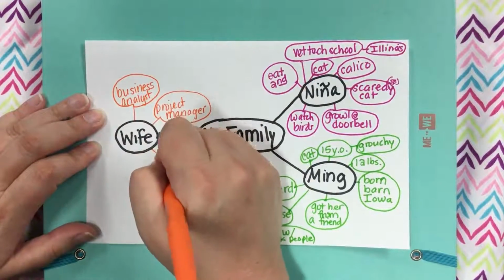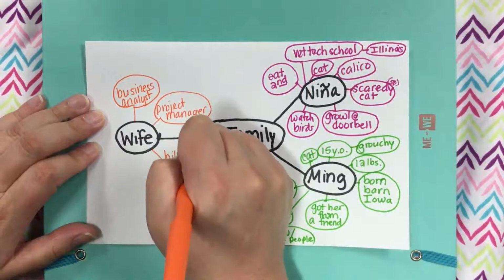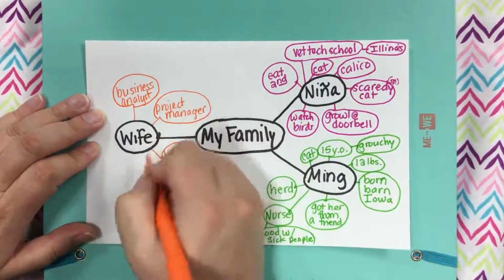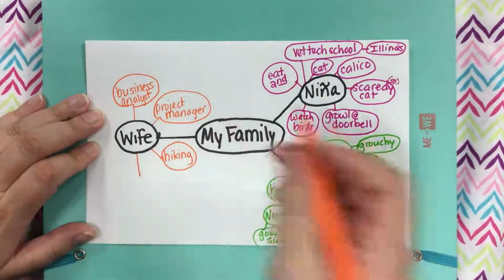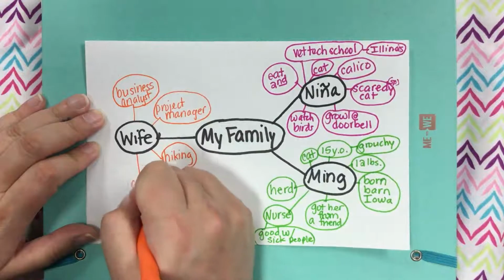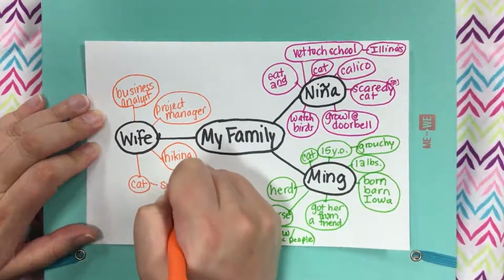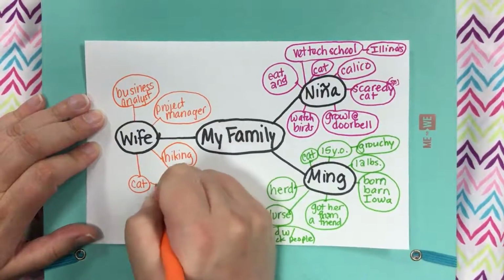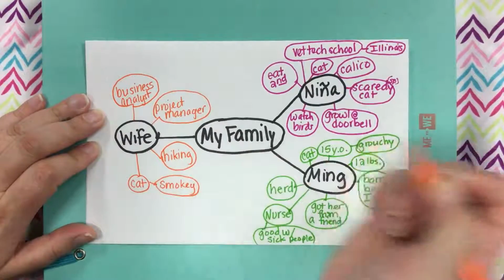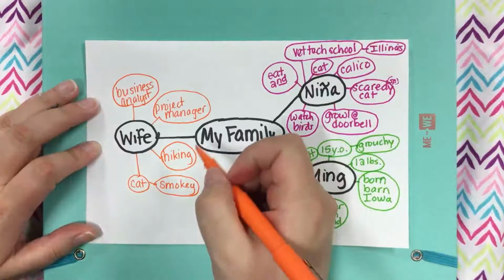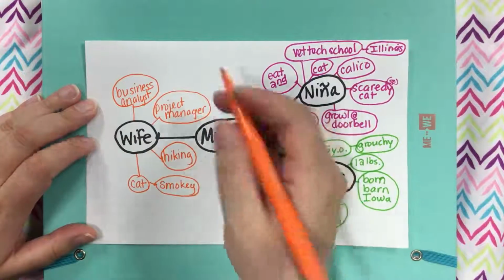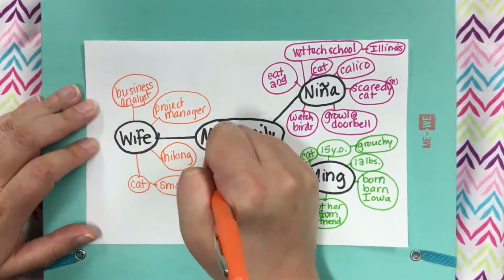My wife also likes hiking. And she had a cat when she was younger, named Smokey. I wonder if you can guess why the cat was called Smokey. What do you think? If you said it was because she was gray, you're absolutely right. She was gray.